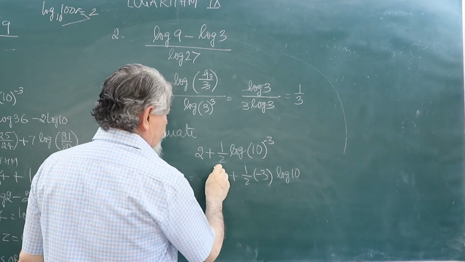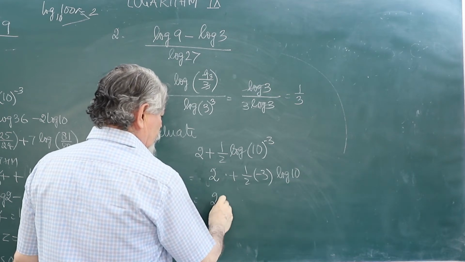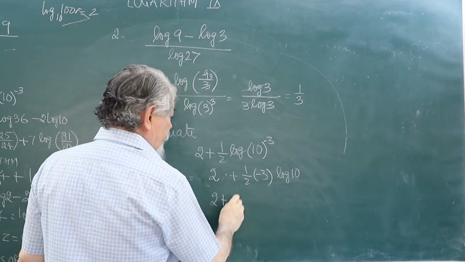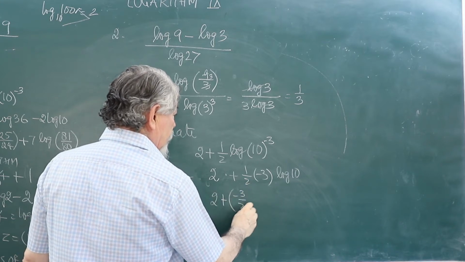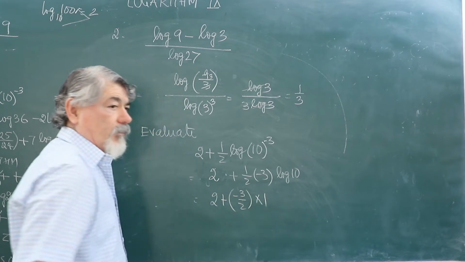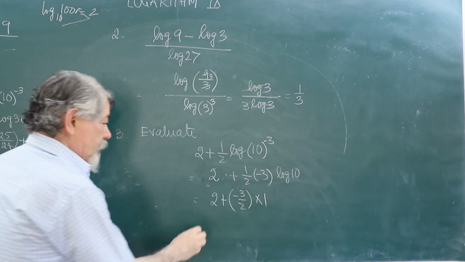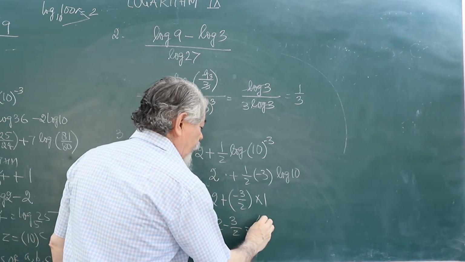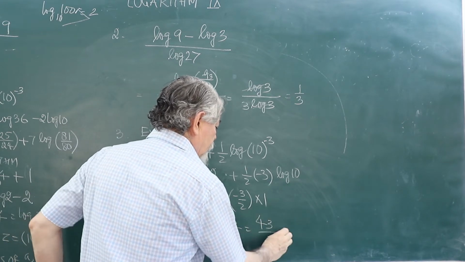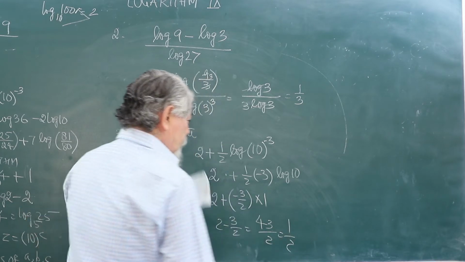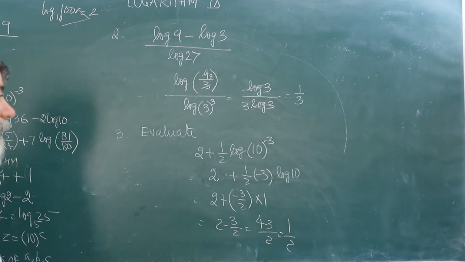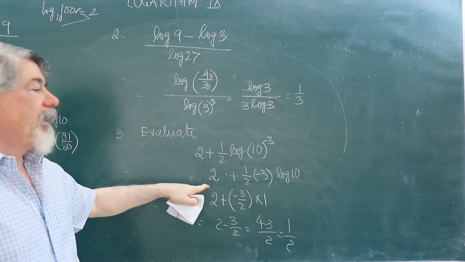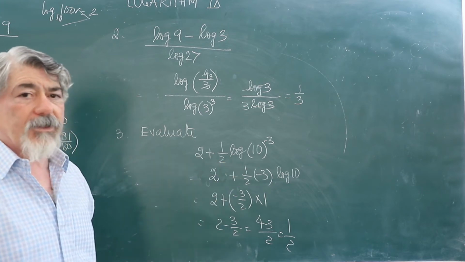You could leave it as 2 only, because we don't need to. 2 plus, this will come what? Minus 3 upon 2, and log 10 is 1. So it is 2 minus 3 upon 2, that is 4 minus 3 upon 2, that is 1 upon 2. So we have evaluated the value like this, but generally when we are evaluating, we try to convert into logarithmic form.